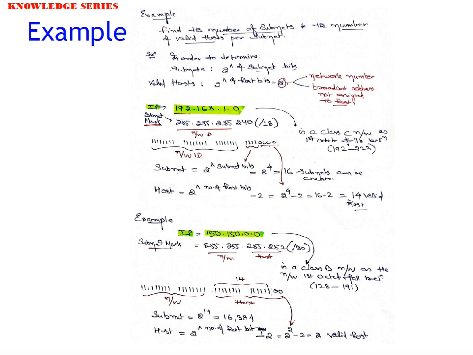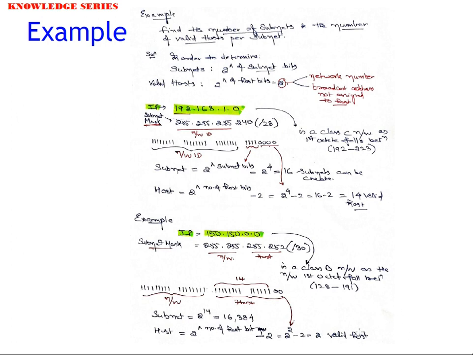Rather, we are taking 6 bits here, and here it is 8. So 8 plus 6 is 14. So 14 bits means the number of subnets is 2 to the power of 14, which is 16384. That is the combination we see. And the other is 2 to the power of 2 minus 2, which is 2 valid hosts.